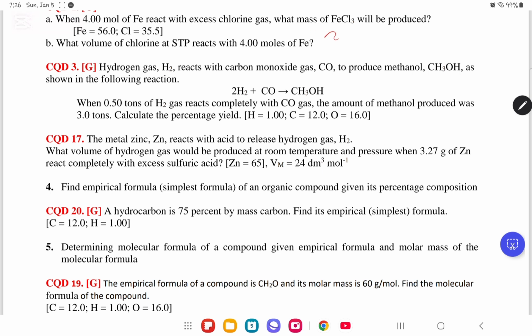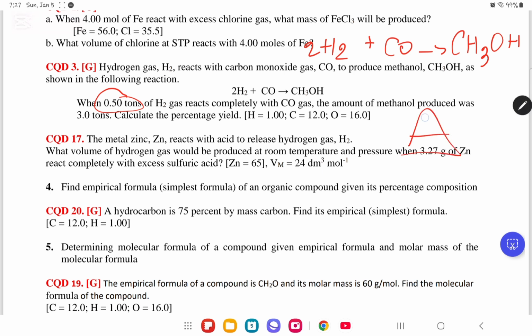Let us write the balanced equation. H2 will react with carbon monoxide CO to produce methanol, which is CH3OH. And they already balanced it for us. And yeah, it's balanced. Now they are telling us about 0.5 tons of H2 gas. Whenever you are given a mass, we need to convert it into number of moles. So how do we convert it into number of moles?